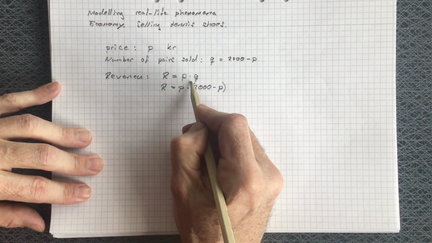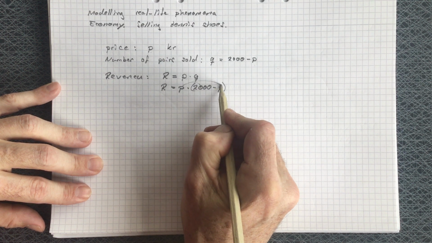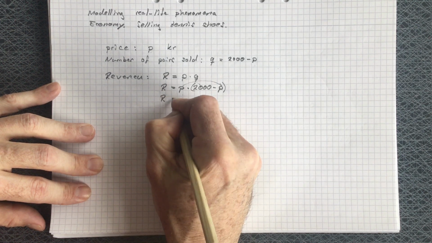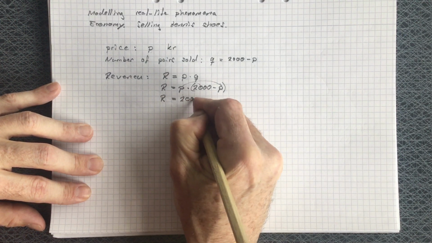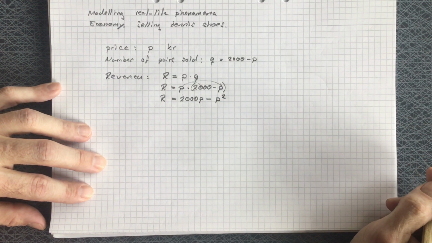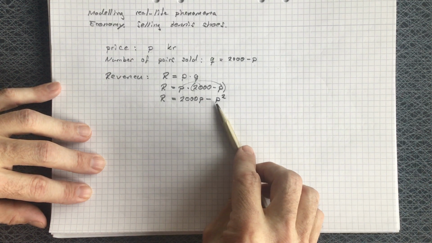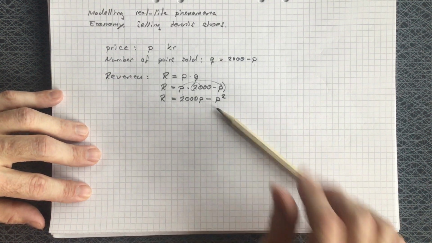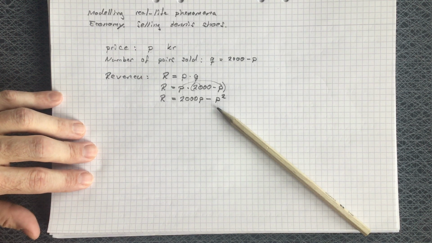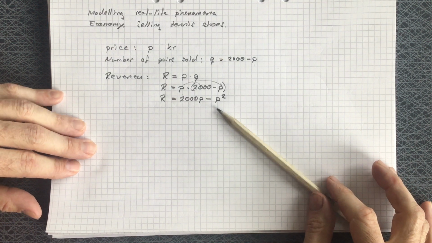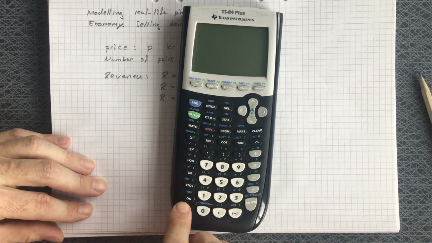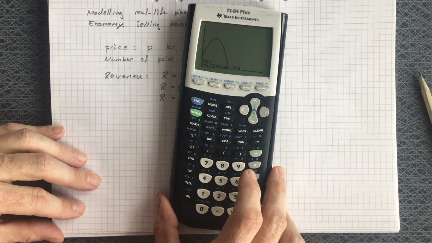According to the distributive law, you will multiply both terms inside the brackets with P. So the revenue is 2,000P minus P squared. Okay, now we see it's a second degree equation that describes the revenue. So I will see how it looks as a graph. I take my calculator and you take yours, and we try to sketch it and see how it looks.